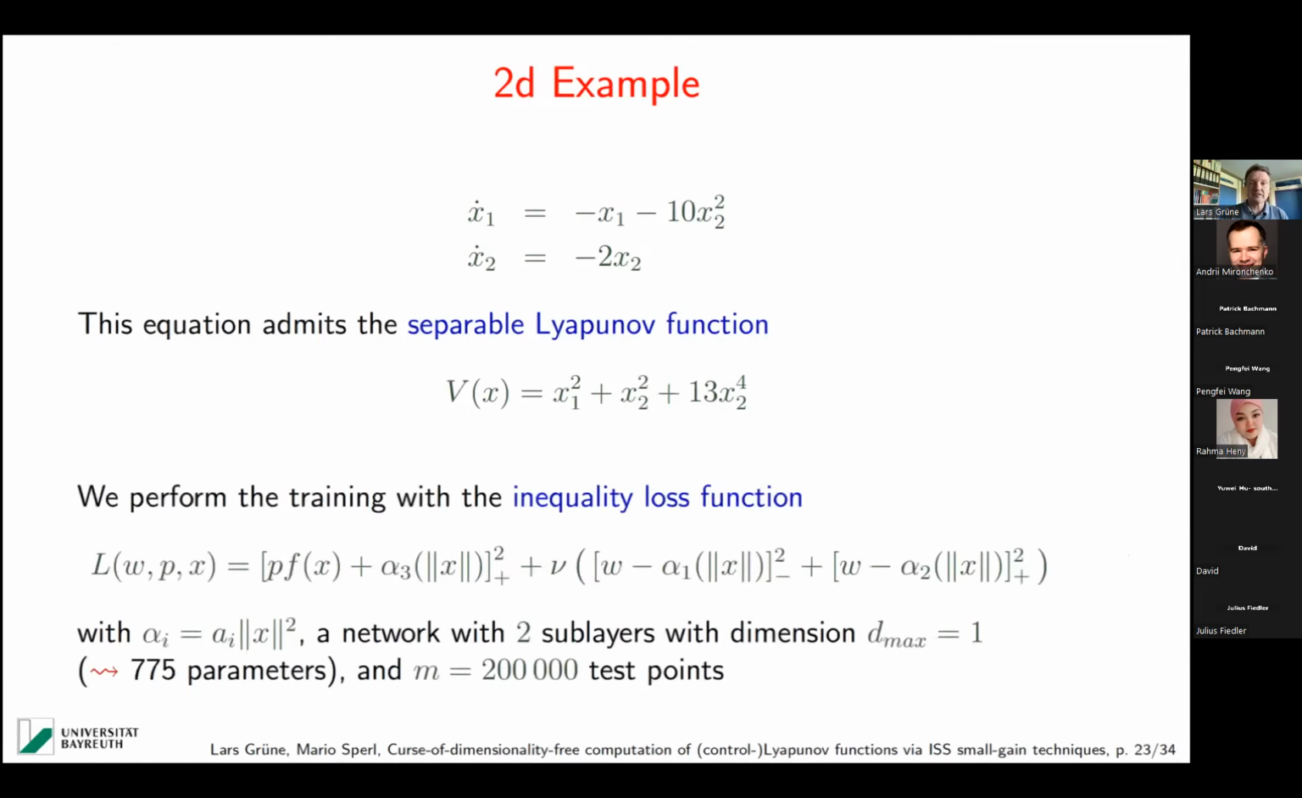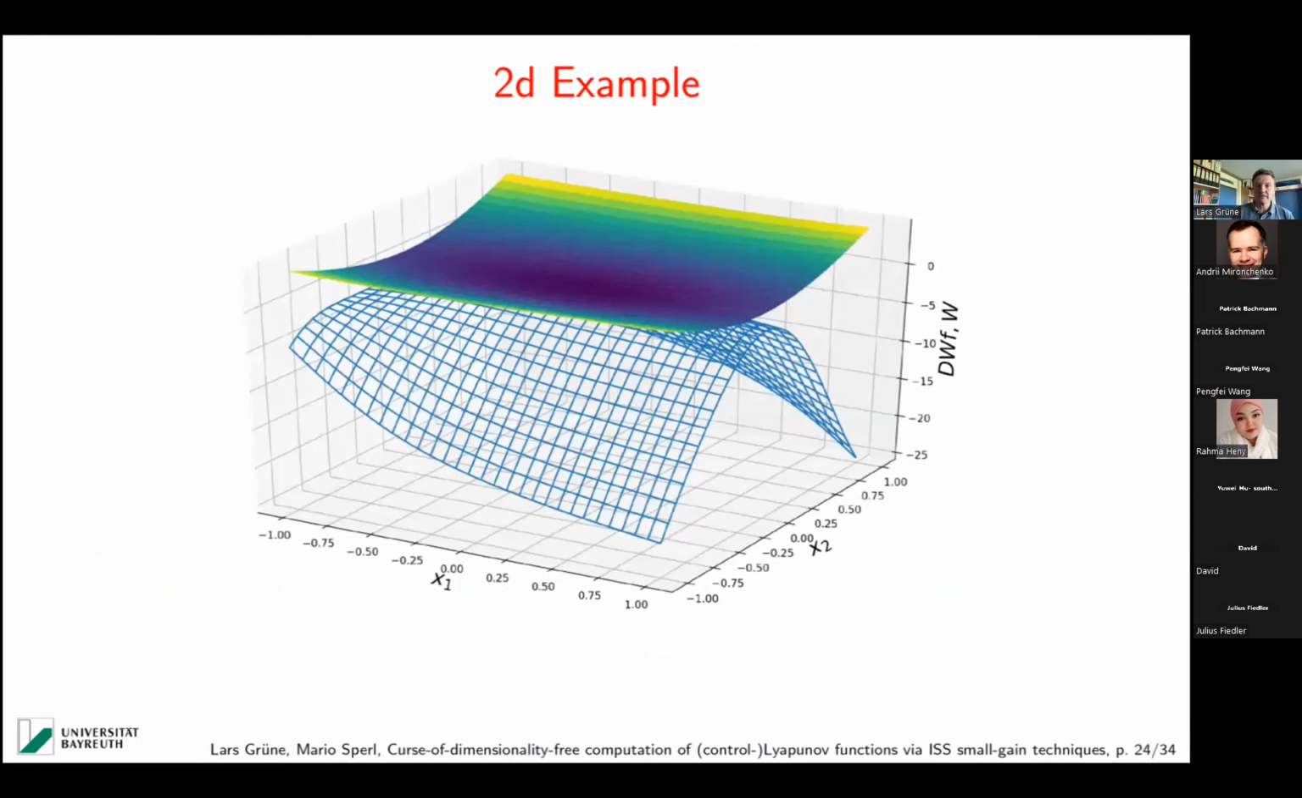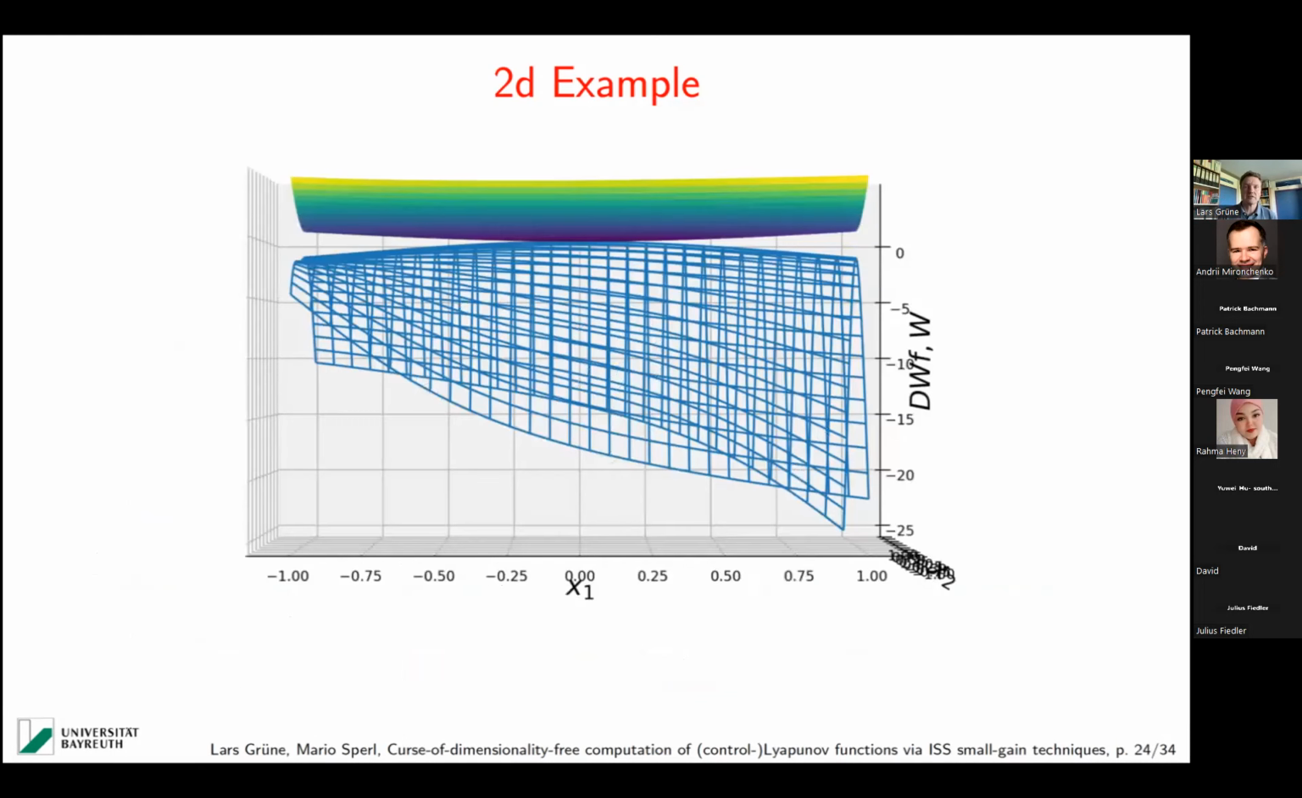And we trained this network with this inequality loss function. All the alphas here were chosen as quadratic functions. We had two sublayers which really looked for two one-dimensional functions, like this one and that one, and 200,000 test points for training. And then what we get is this. It looks very nice. It's a bit flat in one direction, but this is what we get. And if you look at it from the side, you'll see that it really does what a Lyapunov function should do. We have the function here, we have the orbital derivative by this net, and the one really goes up and the other one goes down, and they touch exactly in the origin, just as we would like to have it. Computation time was 48 seconds.